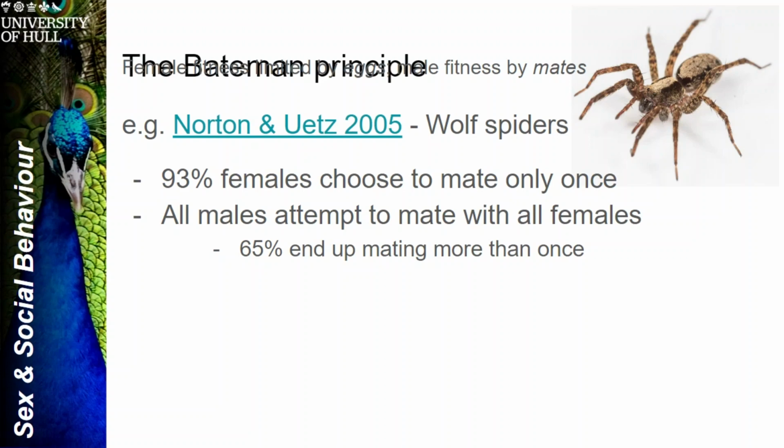A nice example of this is in wolf spiders. Norton and Uetz found in nature that 93% of the females that they studied, when given the chance to mate multiple times, rejected males after the first mating. So 93% of the females chose to mate only once. Whereas males tended to mate with anyone that they were put with. So males were much keener for multiple matings than females were.